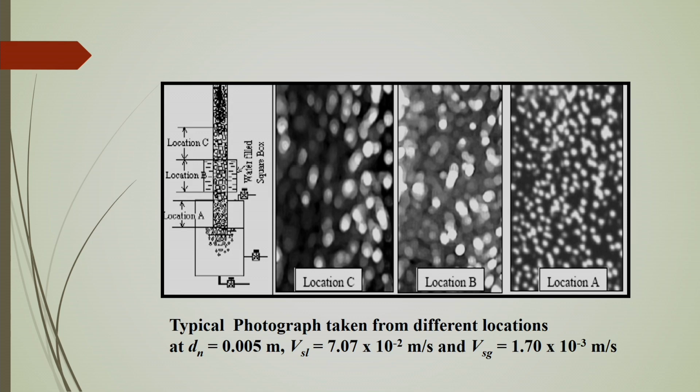Like this here, you will see that at different locations these are the bubble pictures, and each bubble is sometimes not uniform in size. Some bubbles will be elliptical, some elongated, some spherical. So there are different shapes of bubbles at different locations, and in that case you have to consider the mean bubble size.